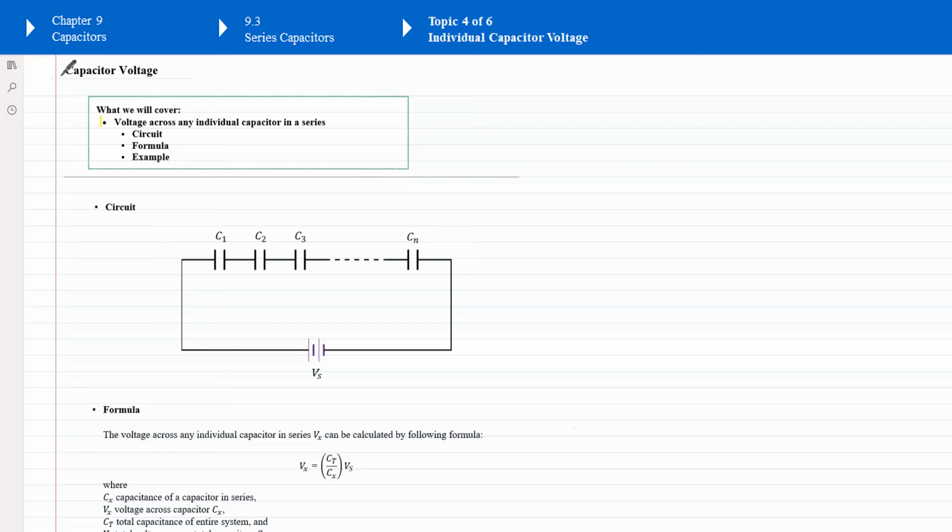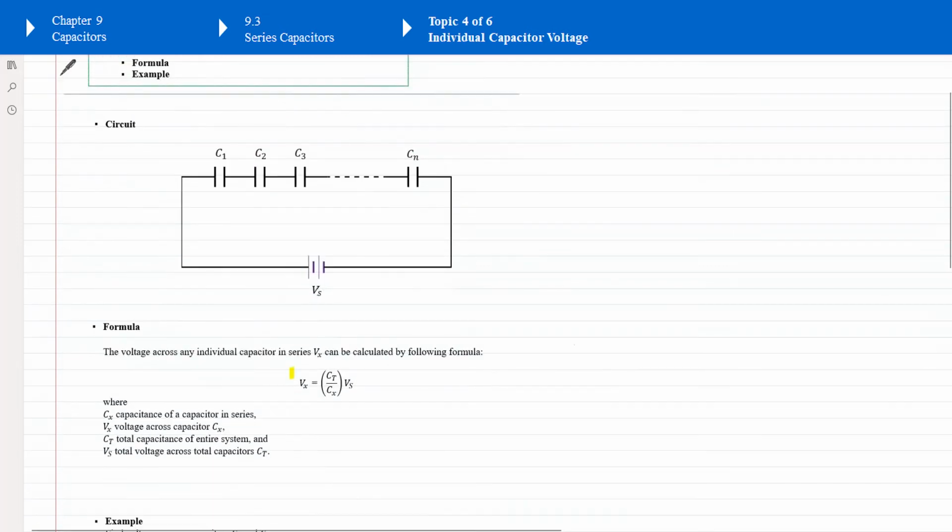In this lesson, we learn how to find the voltage drop on a single capacitor that is connected in series with other capacitors. This is the formula to find the voltage drop. The voltage drop on a single capacitor is called Vx, where x is the index of the capacitor we refer to. For example, if x equals 1, it refers to capacitor C1, and the voltage drop on C1 is V1.